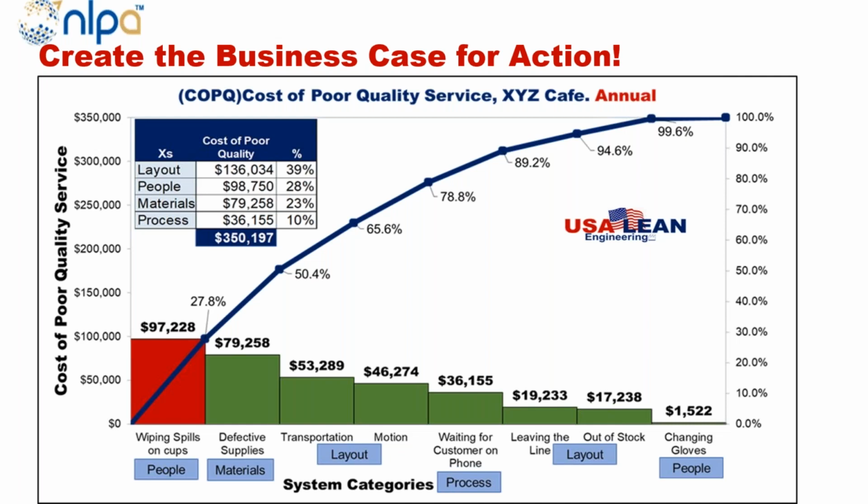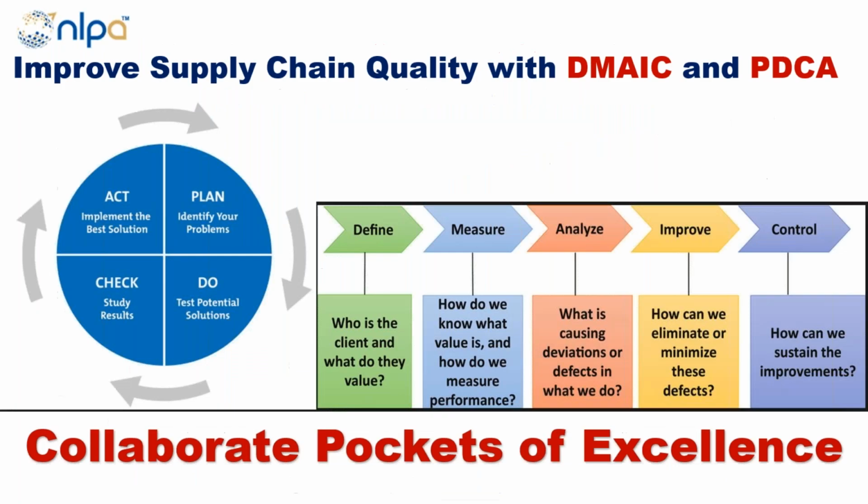Now, this dollar amount, 350,000, was for one of the locations of XYZ Cafe. I can't say the name of it, but for one of 20-something locations. Now, just go figure, right? So to quantify it, and you bring this to the finance folks, then it would change the mindset. So it's a mindset change.